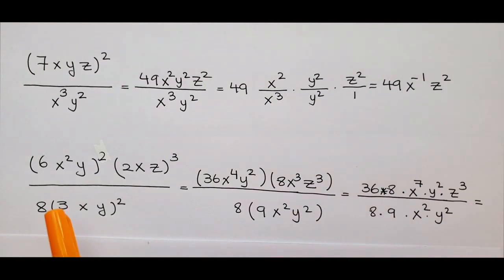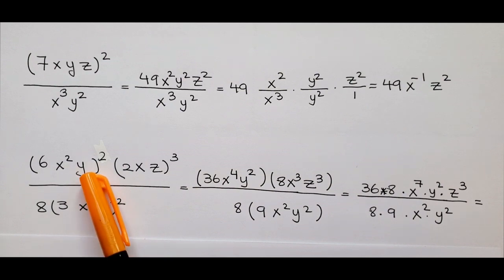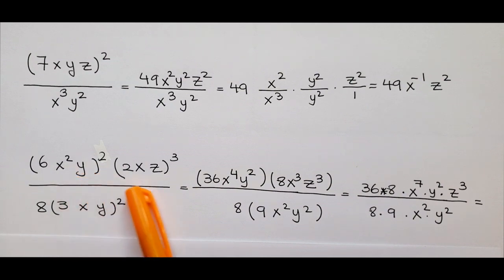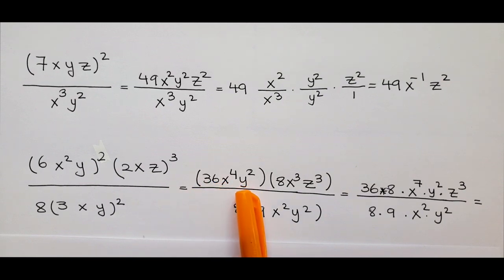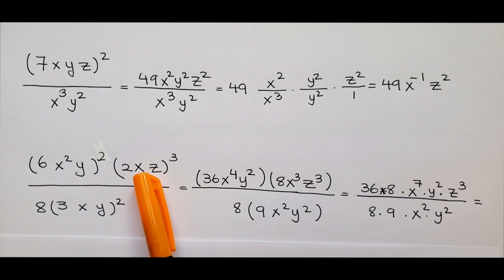So in this one, in the numerator, we have a multiplication of 2 parentheses, and each one is raised to a different power. Then in the denominator, we also have a combination of the distributive property, and then also this power. So let's do one by one. The first parenthesis, the power would be distributed, so 36 x to the power 4 y to the power 4. The next one would be 8 x cubed z cubed, and then in the denominator, let's start with the parentheses again first.